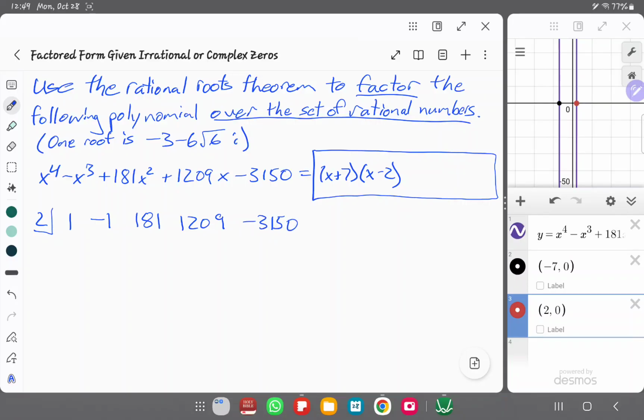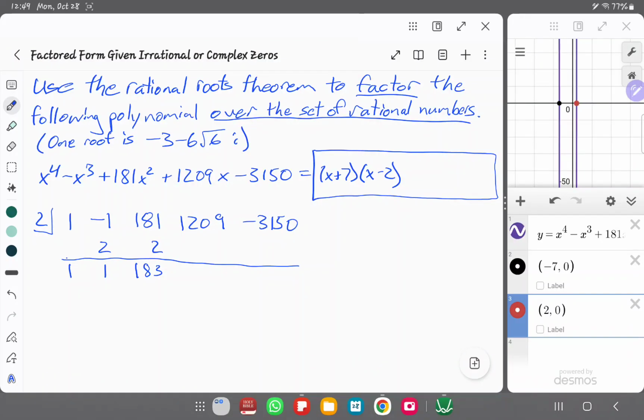Make sure you're very careful to check the exponents, right? If you're missing any exponents, you need a 0 as a placeholder. But I have all of them: the fourth, cubed, squared, x, and then constant. So now, right, we'll bring down the 1, multiply and add across the whole thing. So 2 times 1 is 2, add, I get 1. 2 times 1 is 2, add those, I'll get 183.